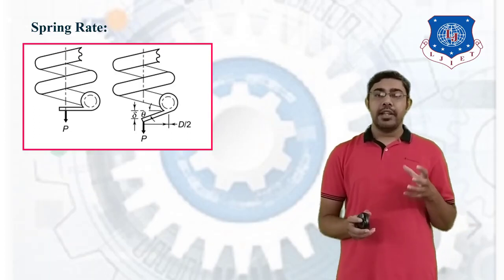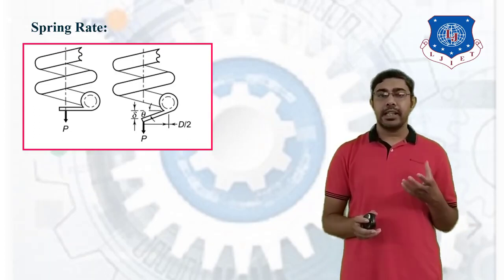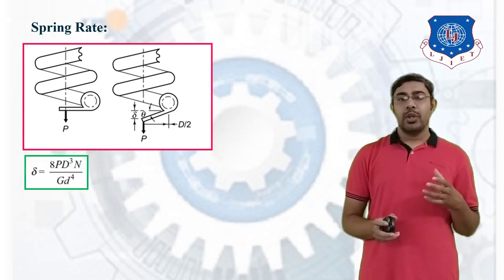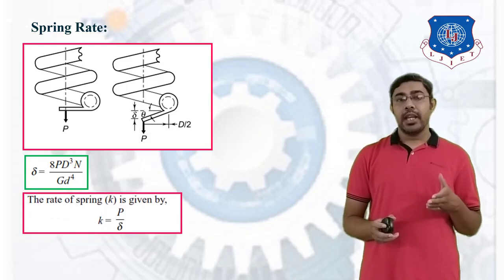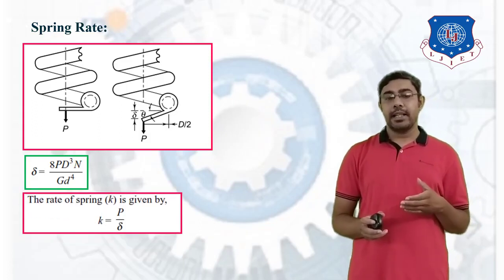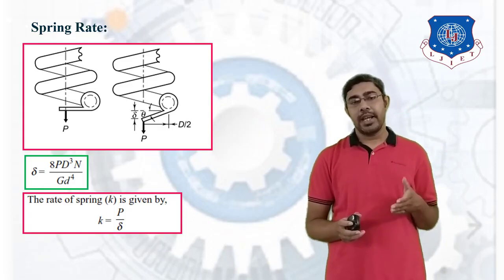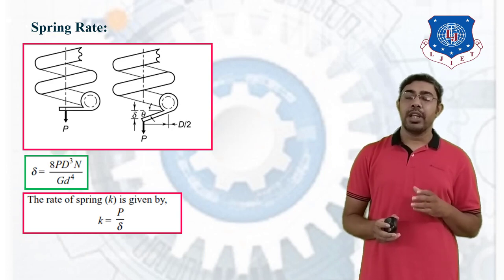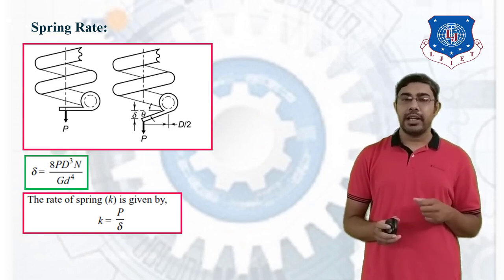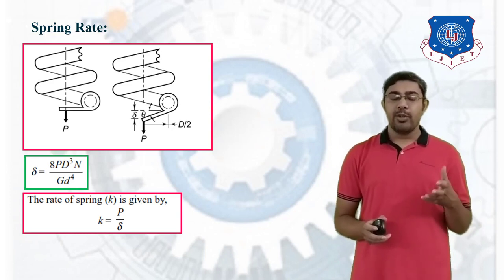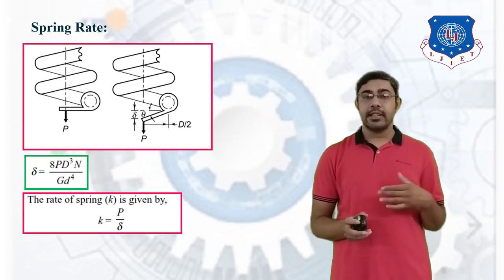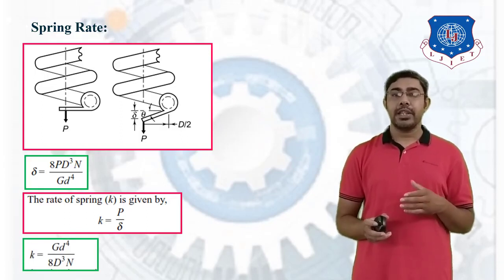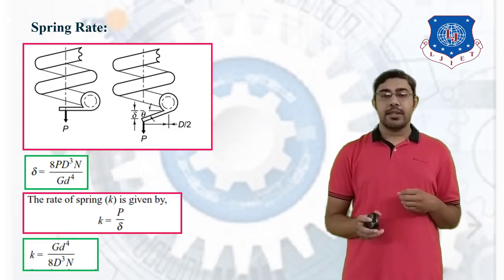Now we have the deflection of the spring wire, so we can calculate the spring rate. As we know, the spring rate K is equal to P by delta, or you can say the stiffness of the spring K is equal to P by delta. Here the value of delta we know, that is 8 P D cubed into capital N divided by G d raised to 4. If you place the value of delta, you get the spring rate K is equal to G d raised to 4 divided by 8 D cubed N. So this is the spring rate equation.